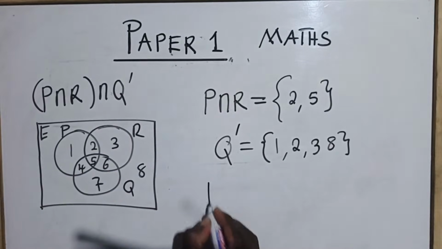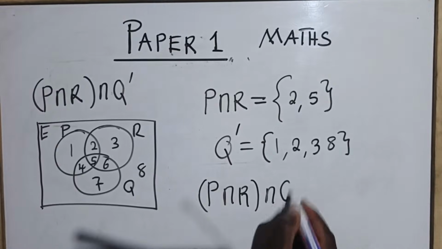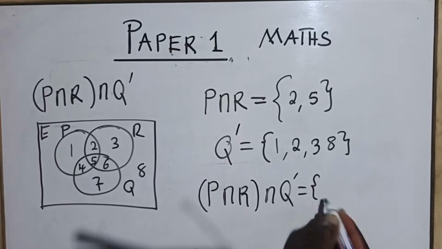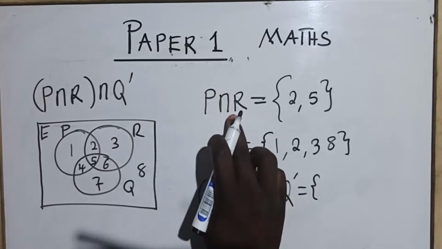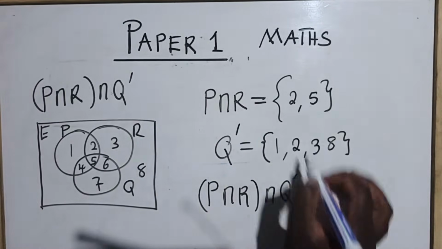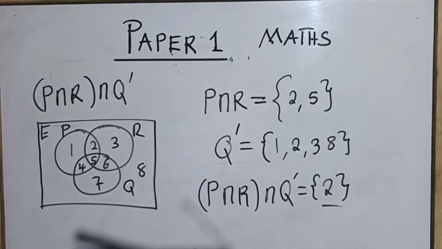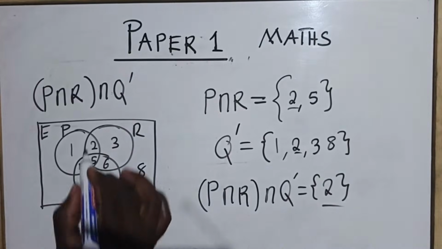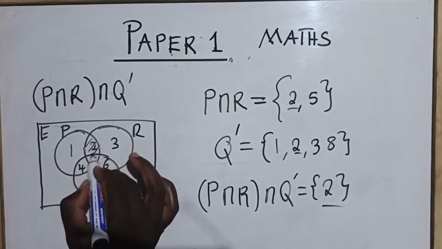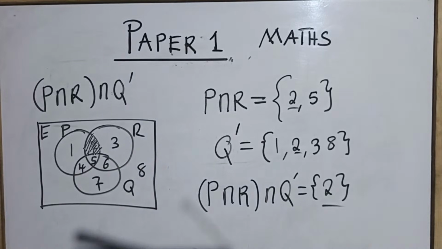We now come to the question that you've been given. That is P intersect R intersect Q. So here, this one is right here, and this one is here. If you check nicely here, what is common? It's a 2. So just write a 2. It's found here and here. So now go to where 2 is. You shade the region where 2 is. And that's your answer. So this is how you get to shade this one.